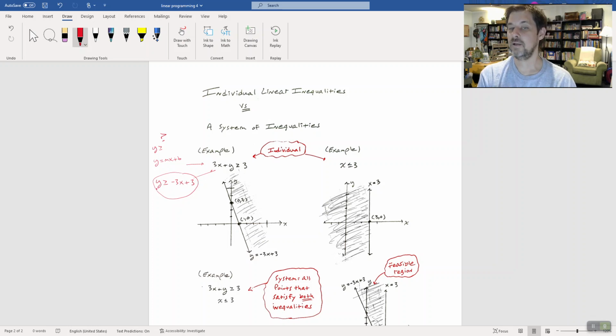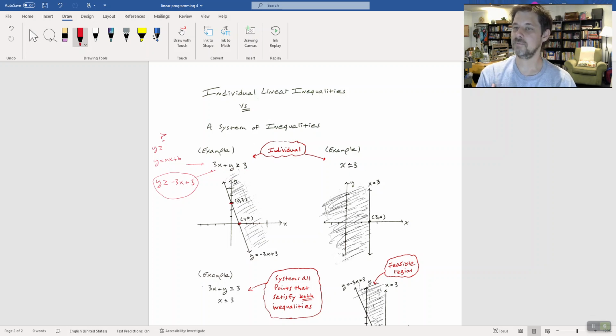I would draw the line y equals negative 3x plus 3, which is this line right here. Remember, you can plot 2 points on it and draw the line that way. And since that's y is greater than or equal to, I want to include all the points above it. So that's what I've shaded here. There's my graph of 3x plus y is greater than or equal to 3.